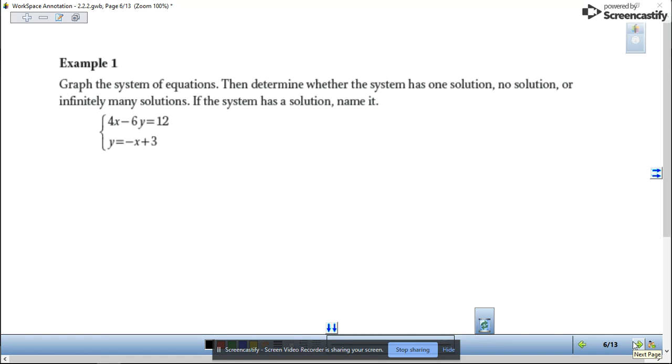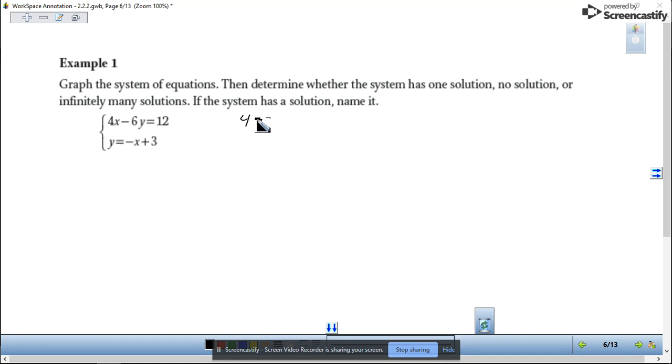All right, so example one, graph the system, then determine whether the system has one solution, no solution, or infinitely many. So the first thing that you're going to want to do is make sure they're both in slope-intercept form, or you can use the y-intercept. We'll talk about how to do that a little bit more in just a second. But the traditional way to get this done is to take the first one and solve it for y.